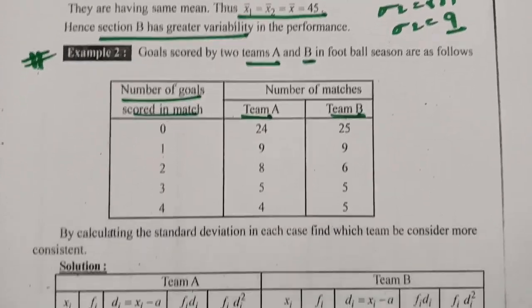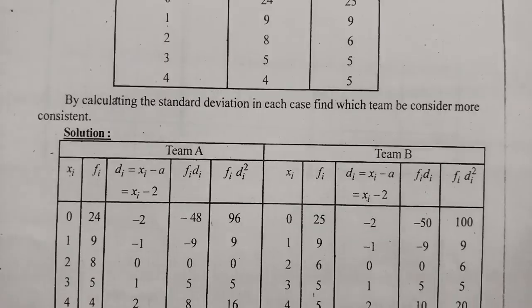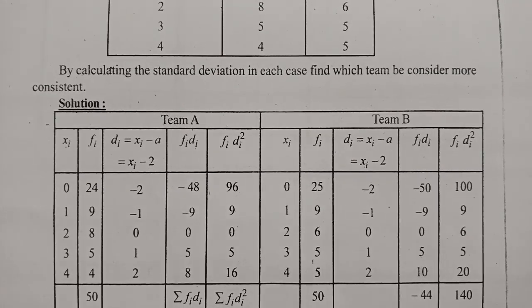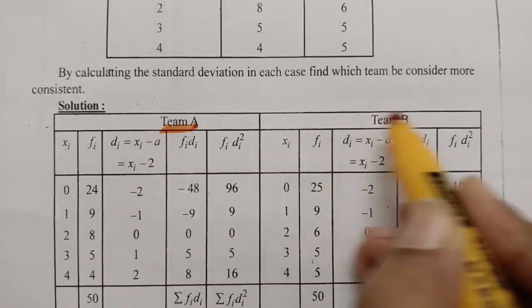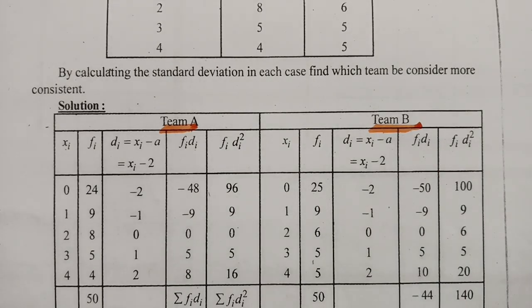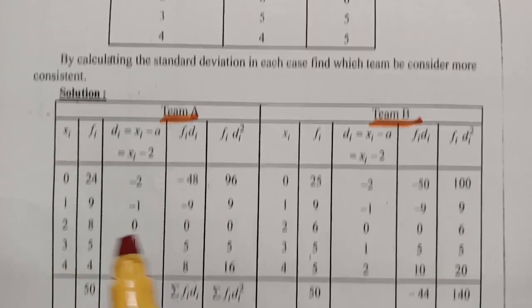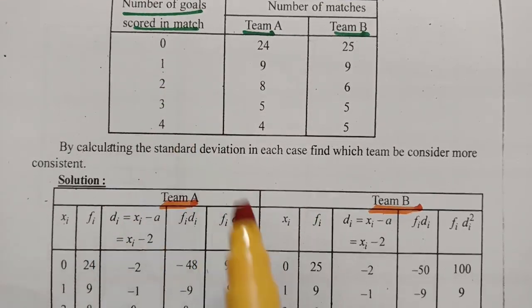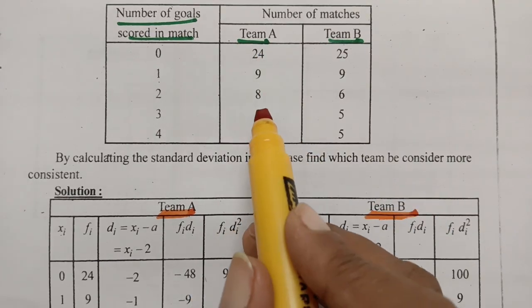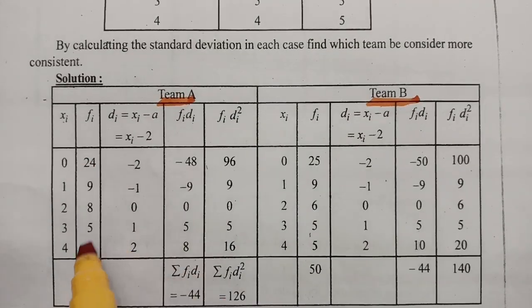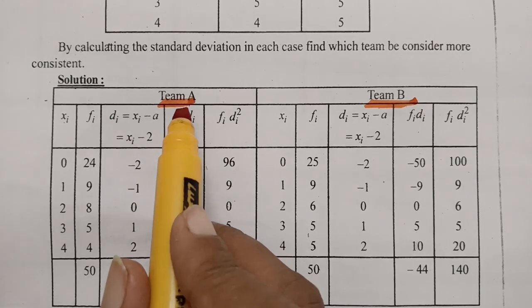Now we have to calculate the standard deviation for each case here. For calculating the standard deviation, this is team A and this is team B. As I've already told you how to calculate the standard deviation, these are all the x values 0, 1, 2, 3, 4 from the question, and the frequency values for team A are 24, 9, 8, 5, 7, 5, 4. So these are all the frequency values for team A.